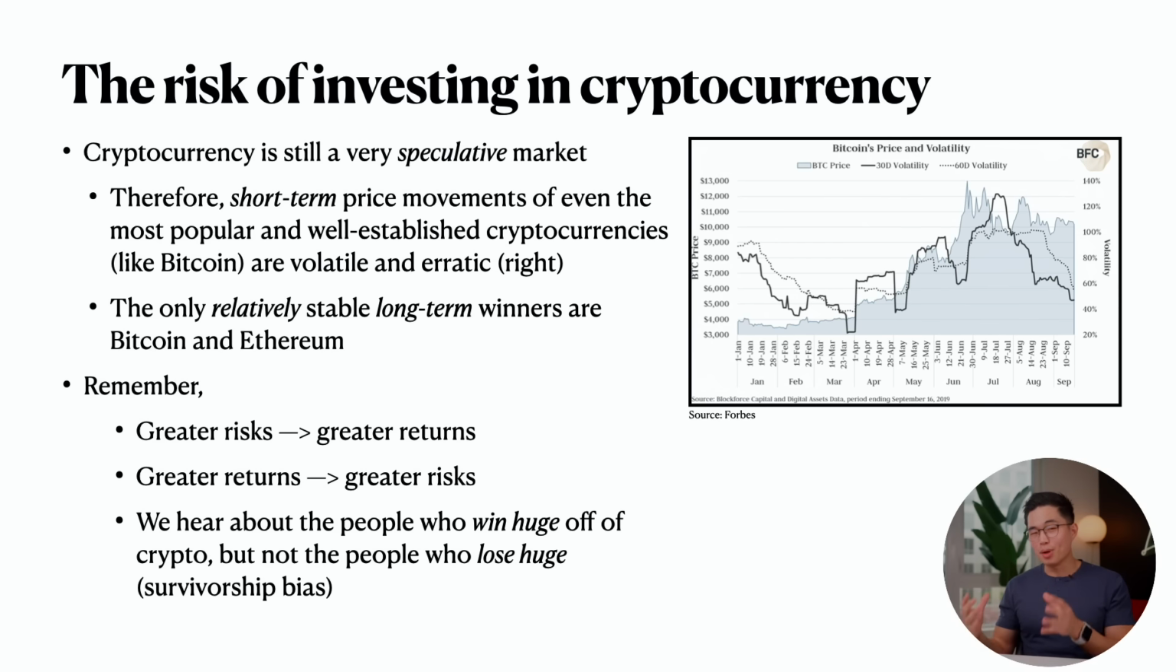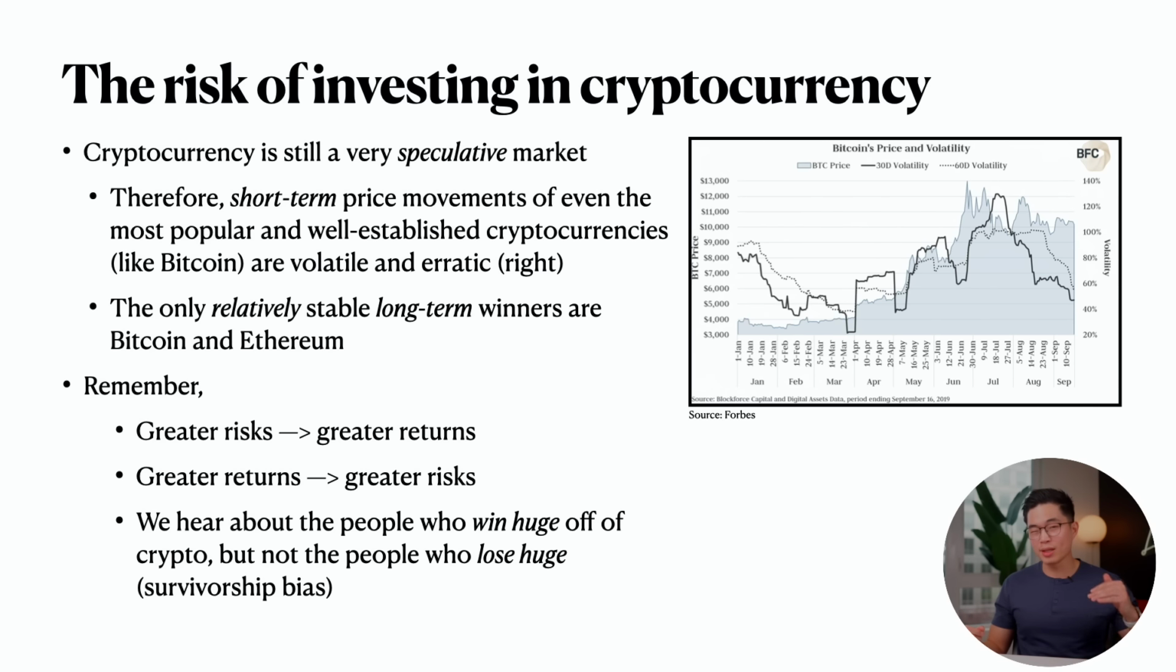And if you want the most stable long-term winners for crypto, it's probably going to be Bitcoin and Ethereum. Now, these are relatively stable. They're not stable at all compared to many other investments, but for crypto, they are pretty good. So I want you guys to remember this when investing. When you have greater risk, that means you have the potential for greater returns. And when you have greater returns, aka the price shoots up astronomically, this also presents greater risks as well.